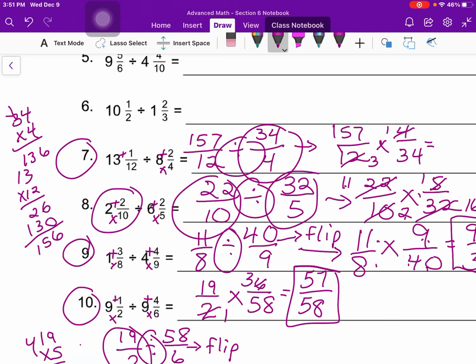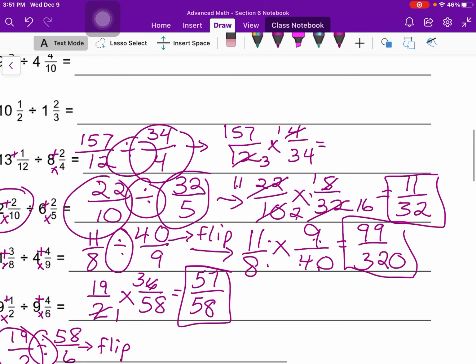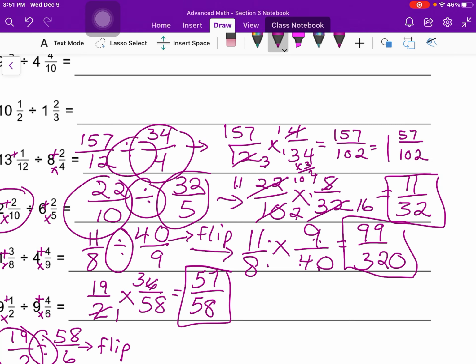So we can say then 157 times 1 is 157. 3 times 34 is 102. And then it's improper, so we have to say how many times can 102 go into 157 and go in there one time. And how much would be left over? Well, 7 minus 2 is 5, so 57 would be left over 102.